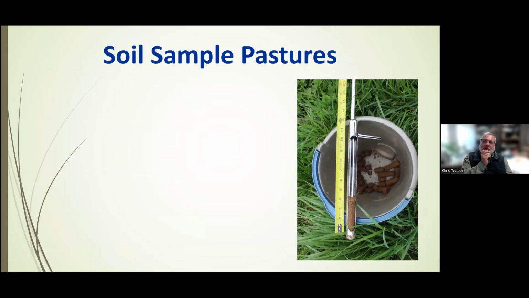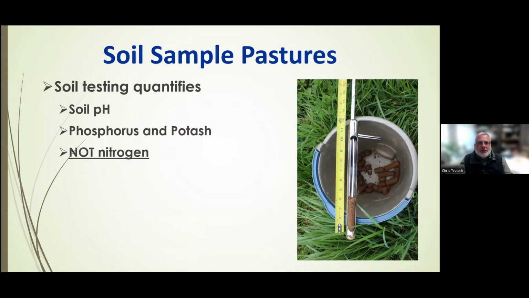Okay, we'll talk just a little bit about soil sampling in pastures. And soil testing is important, and I know Rebecca drives this home at every extension meeting, and I just wanted to reinforce that. Soil testing quantifies nutrients in the soil. It quantifies soil pH, which is really important. It quantifies phosphorus and potassium. We do not measure nitrogen in the soil. It's a very mobile nutrient, so we don't measure that. We make that recommendation based on previous yield trials.